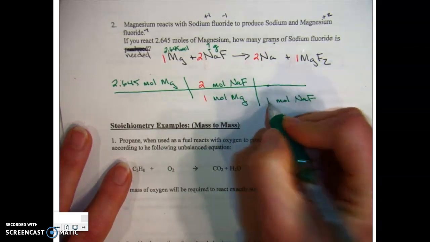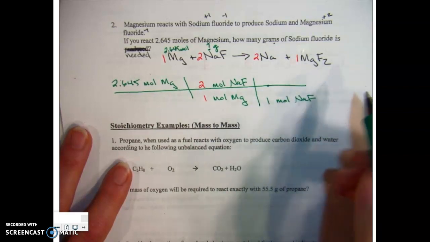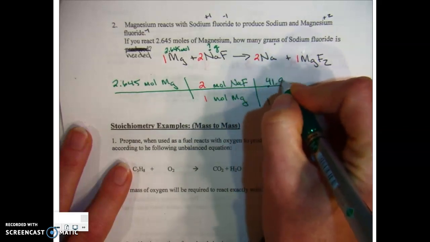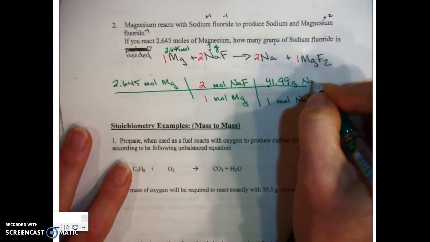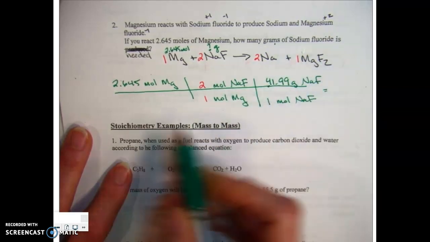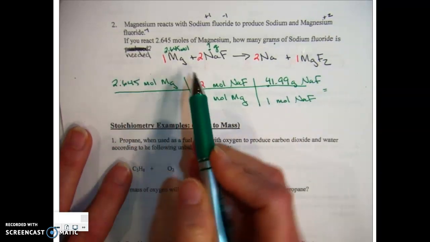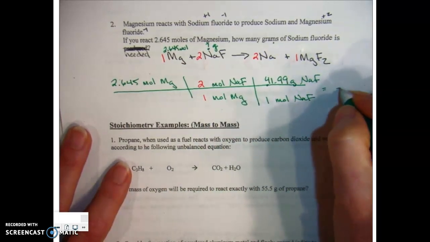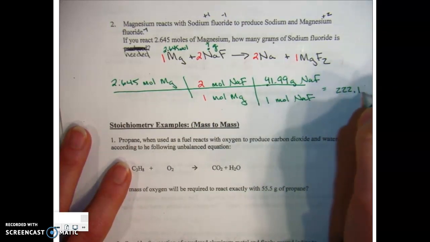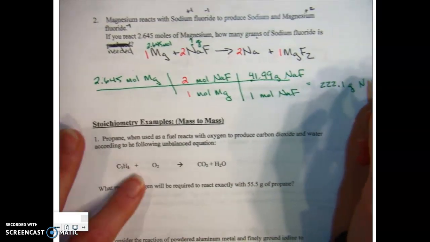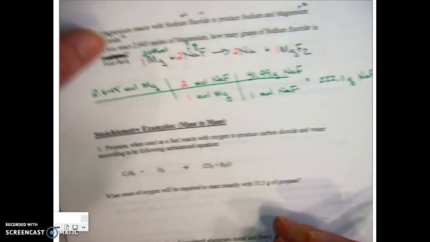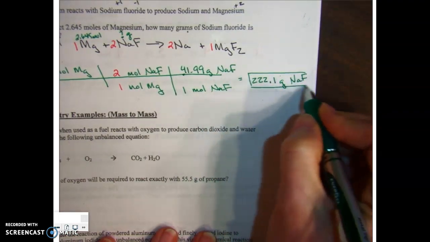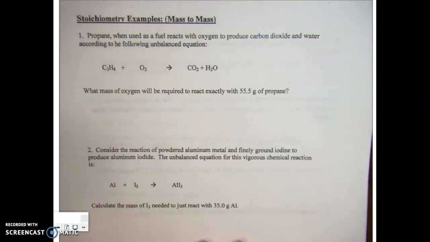And 1 mole of sodium fluoride, you get your periodic table out, 1 sodium, 1 fluorine, are 41.99 grams. You do the math, 2.645 times 2 times 41.99 divided by 1. Your final answer, 222.1 grams of sodium fluoride.